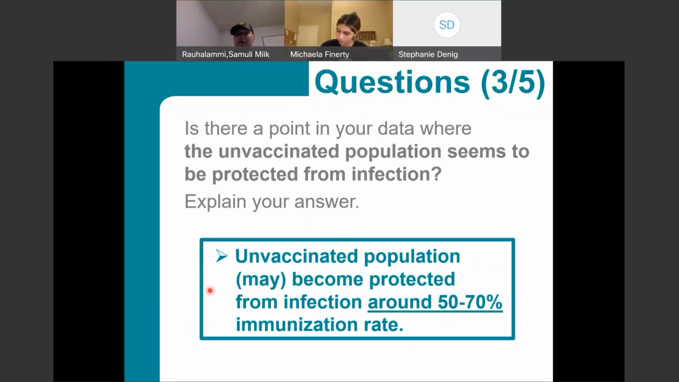So the unvaccinated population becomes protected from infections as soon as we have vaccinated about between 50 to 70% of the people. And that 50 to 70 is going to be a key number to keep in mind.